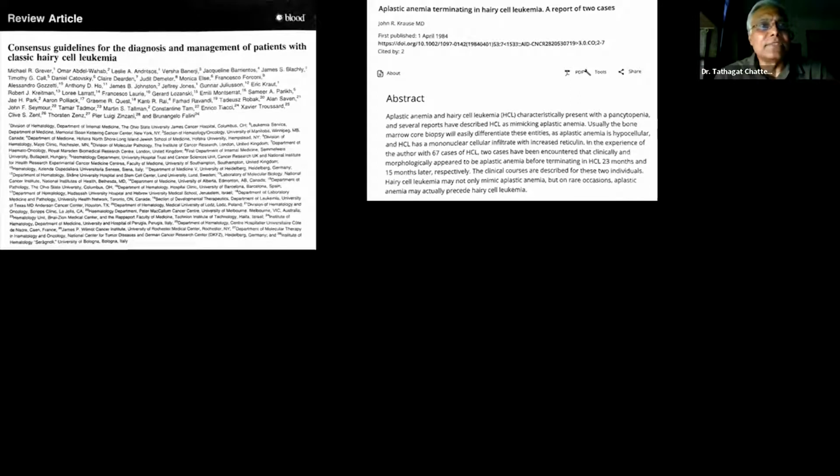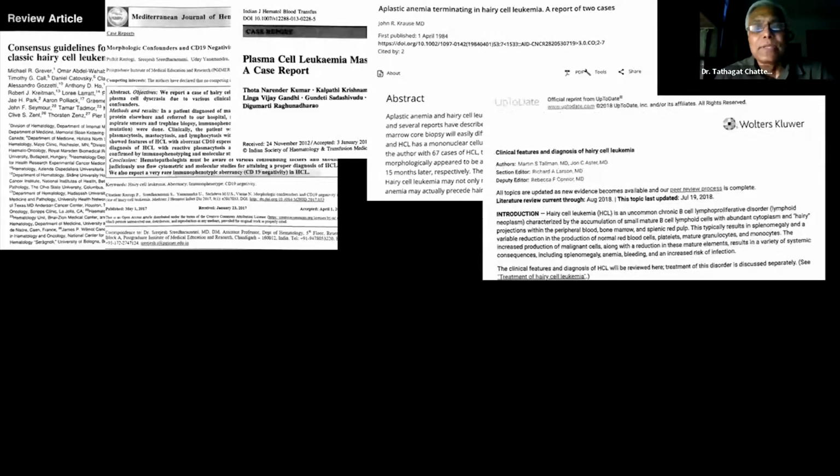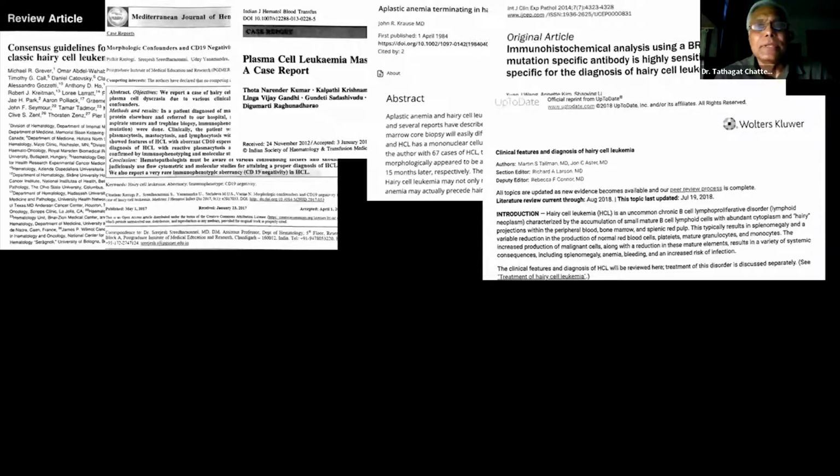Now, consensus guideline for the diagnosis and management of patients with classic hairy cell leukemia, a review article in Blood, is a must read for all the youngsters. The Mediterranean Journal of Hematology showed a morphological confounder and a CD19 negative case of hairy cell leukemia. We'll discuss that. Plasma cell leukemia masquerading as hairy cell leukemia, a case report.